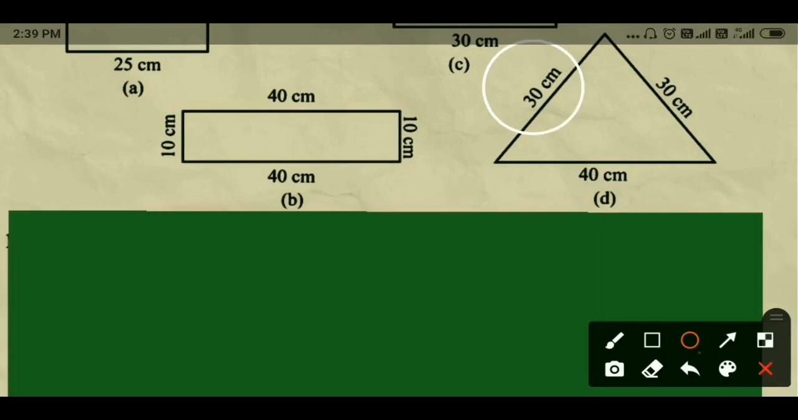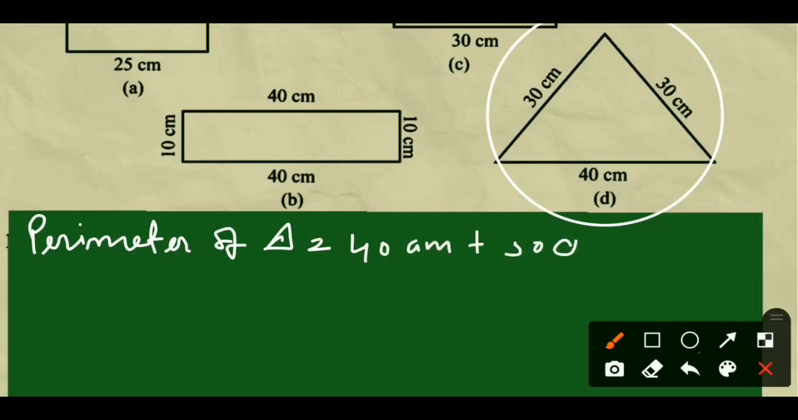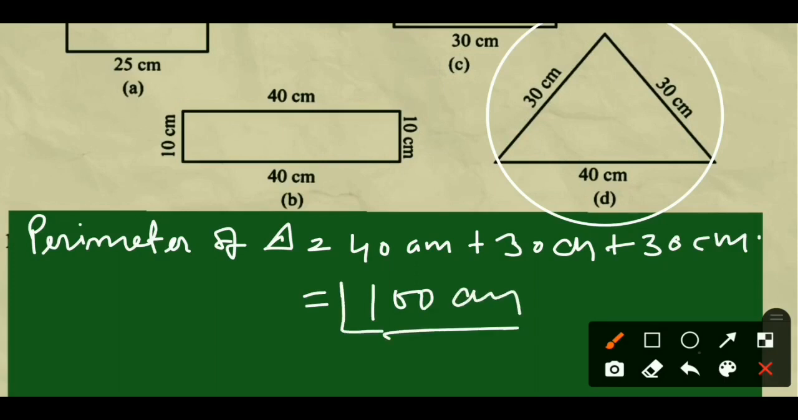Now we will find the perimeter of this triangle. The sum of all the sides of a triangle is called its perimeter. So 40 centimeter plus 30 centimeter plus 30 centimeter and it will be 100 centimeter. The perimeter of the triangle will be 100 centimeter.